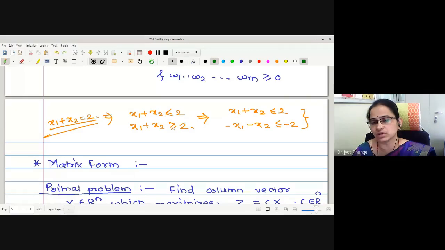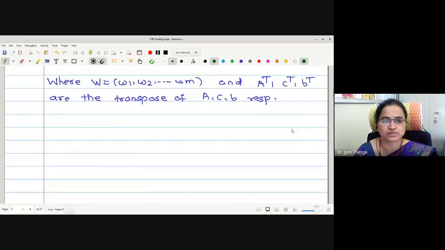One is of less equal, another is of greater equal. We will keep the less equal inequality as it is. Only we will convert the greater equal inequality to less equal by multiplying with a minus 1. Therefore, here we will mention this.